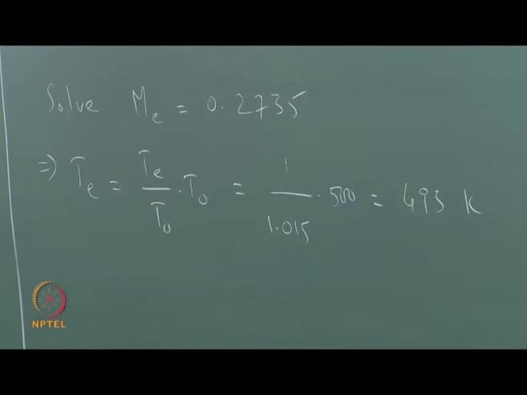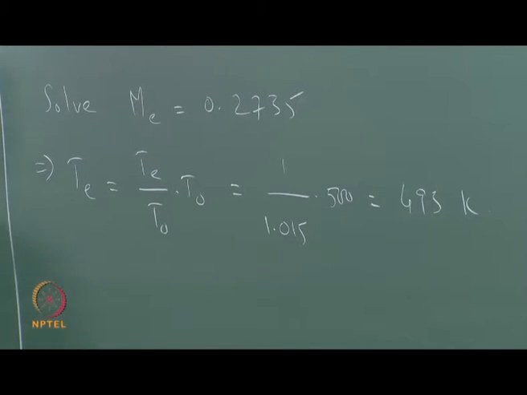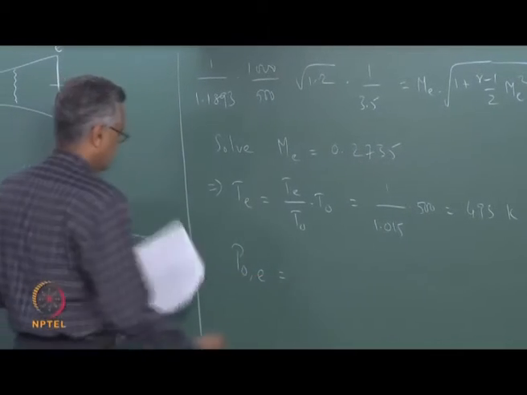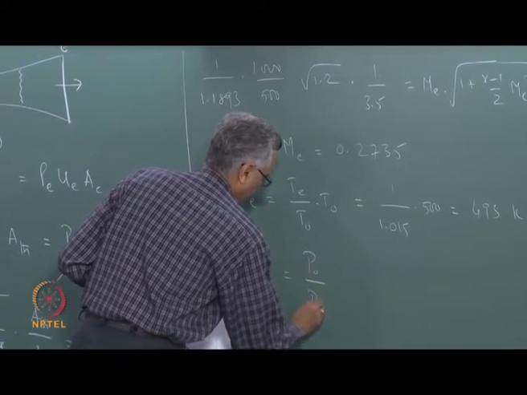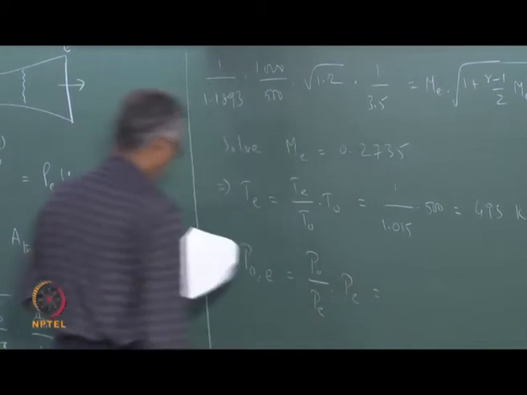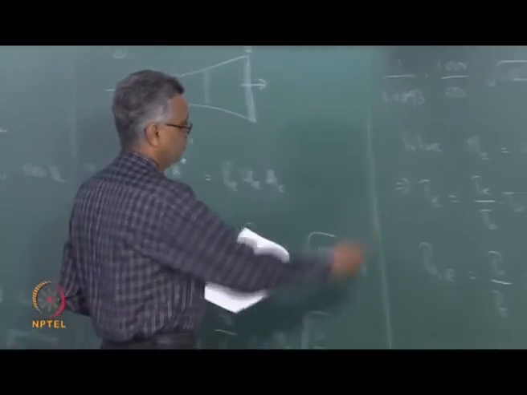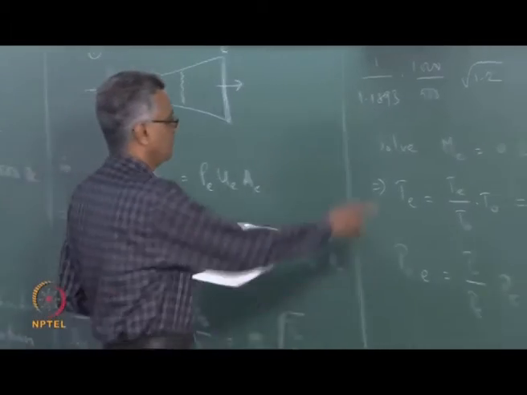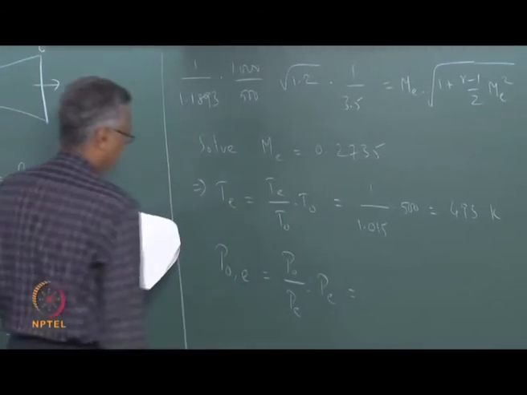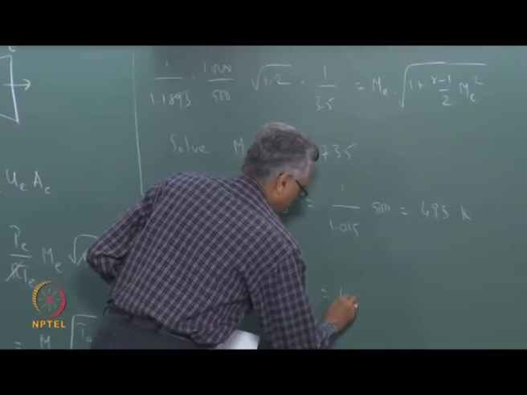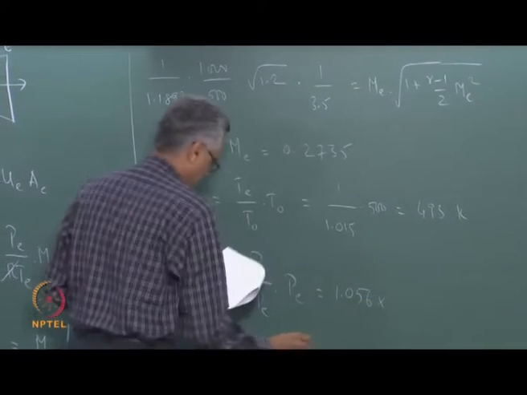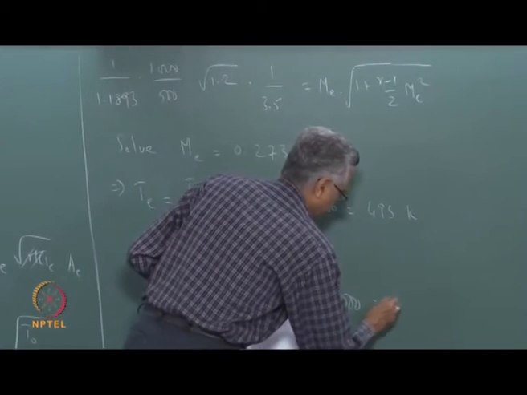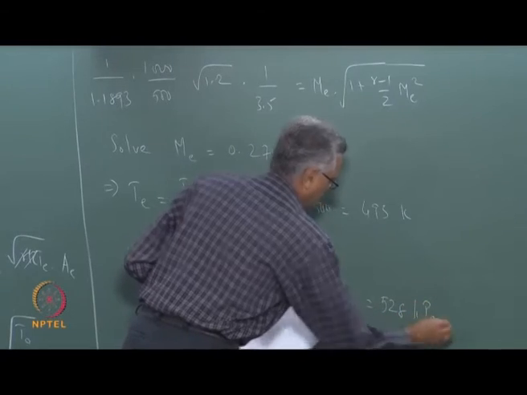Static pressure at the exit is 500 kilopascal, that is already known, and stagnation pressure at the exit P0 exit can be calculated as P0 over PE times PE, and P0 over PE for this value of Mach number we can get from the tables. For this value of Mach number I can get P0 over PE from the isentropic tables, and this comes out to be 1.056 times 500. So the stagnation pressure at exit is 528 kilopascal.